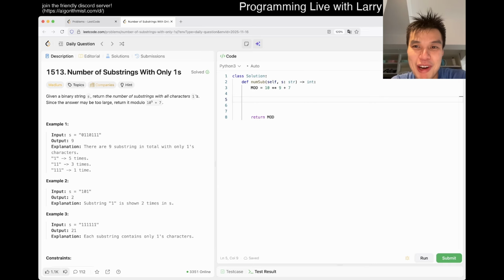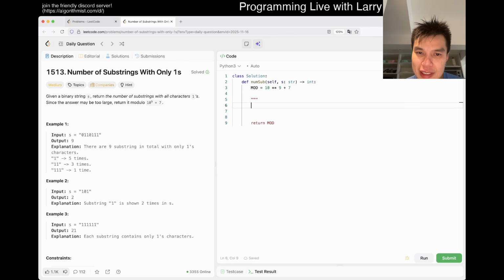Let's take a look at today's farm. We have 1513, Number of Substrings with Only 1s. Given a binary string s, return the number of substrings with all characters 1s. Okay, I think this is a much easier version of something that we talked about. There are a couple of ways, I think two main ways that I always like to do this kind of thing.